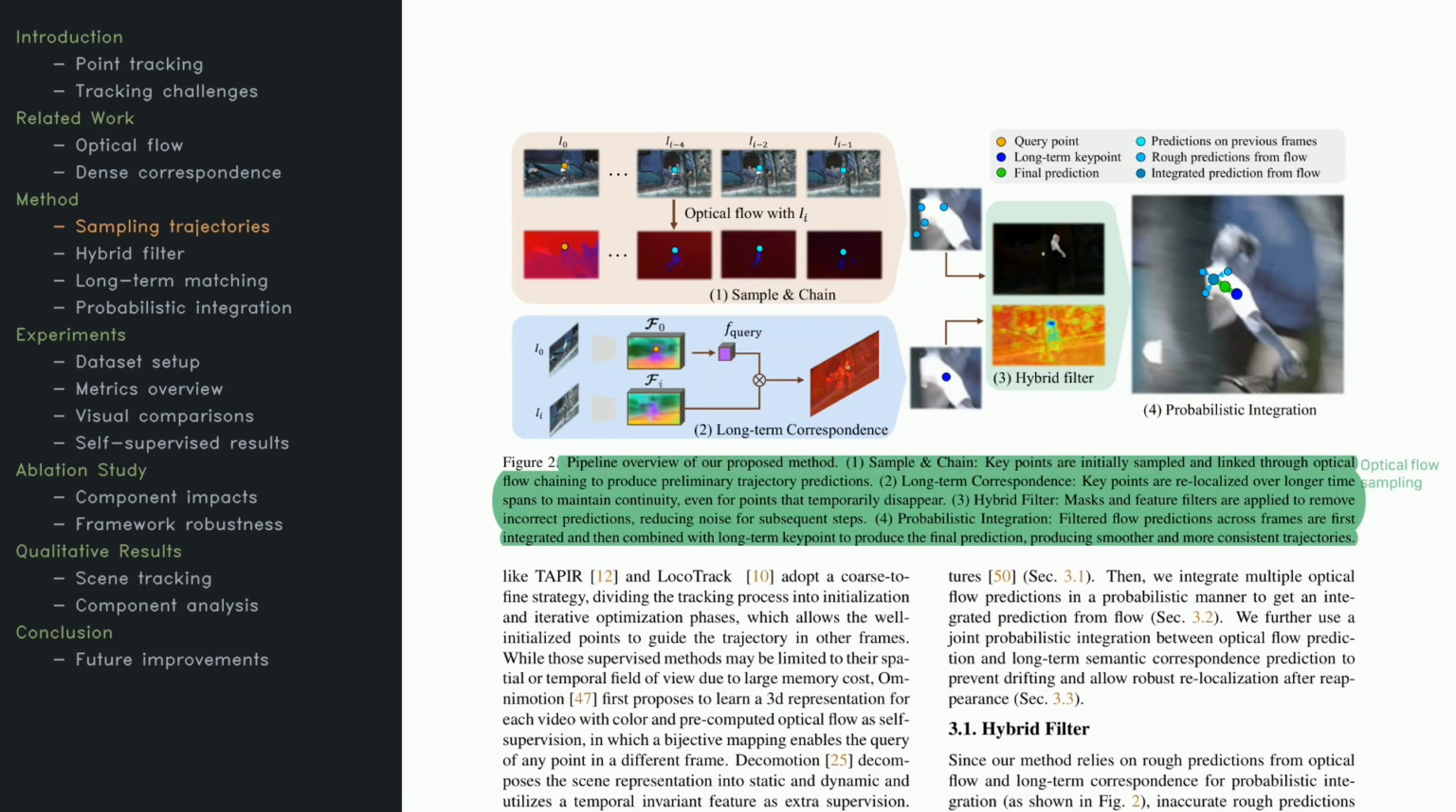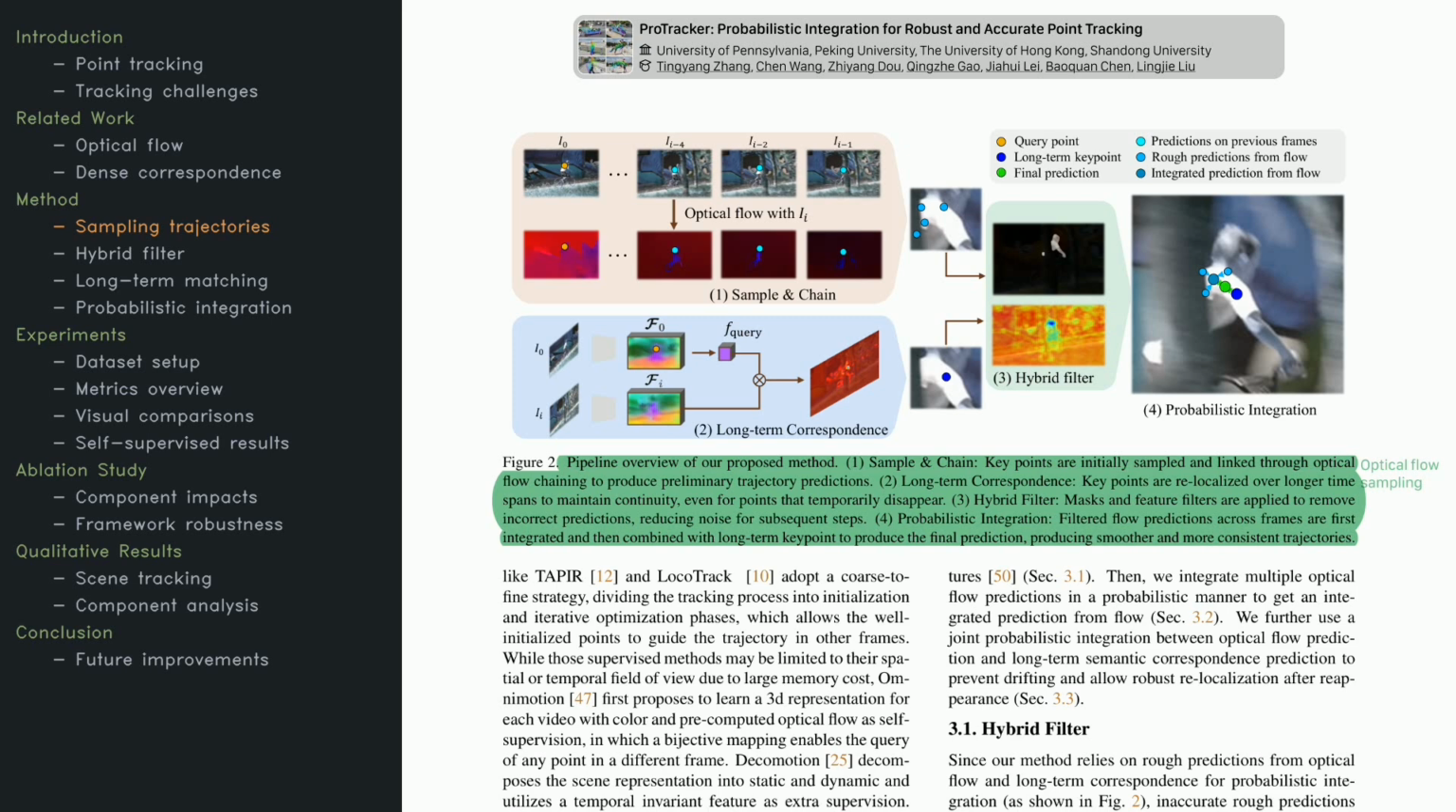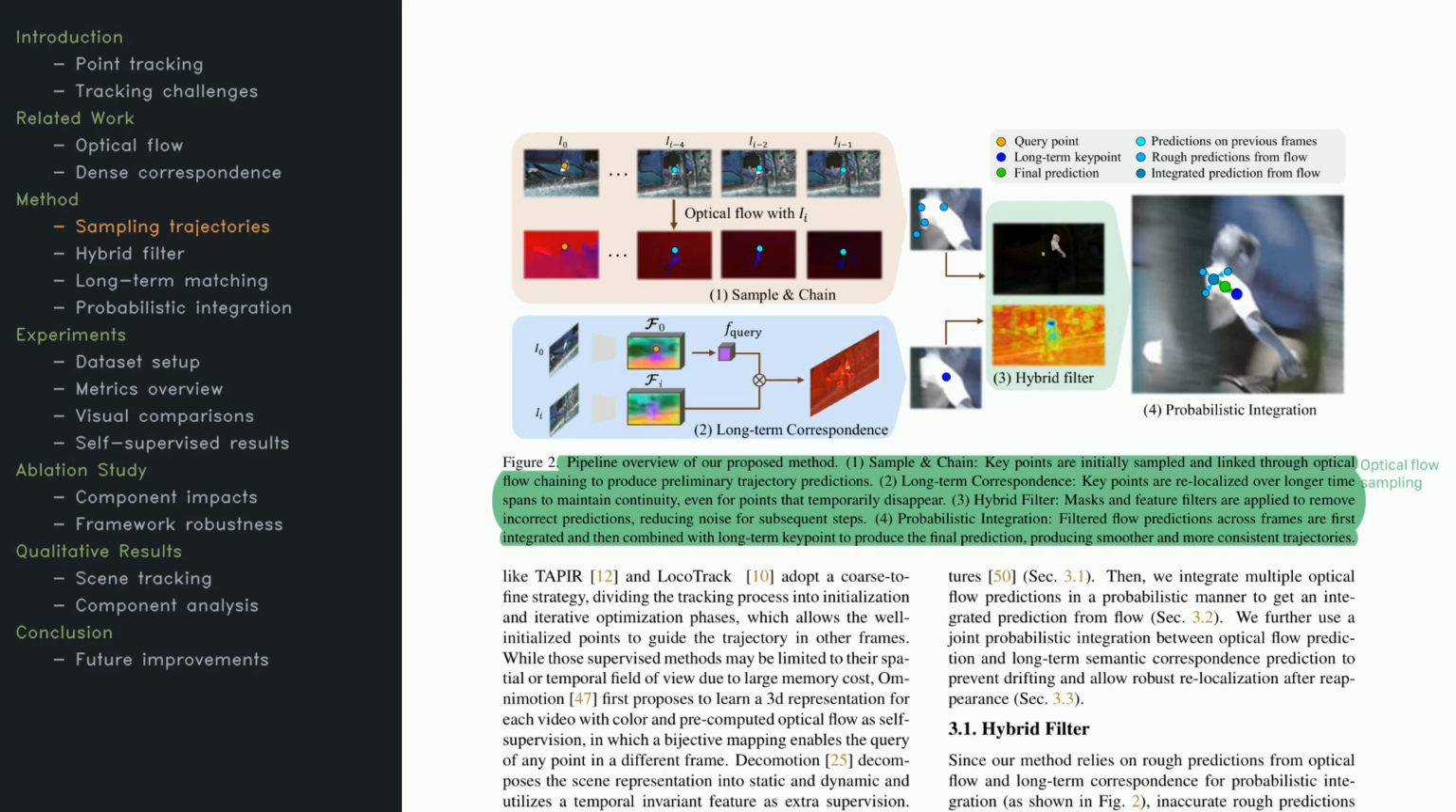Next up, take a look at the diagram in this section. It breaks down the proposed pipeline into 4 major steps. First, there's sample and chain, where the system picks key points and uses optical flow to link them over frames, giving an initial guess for each trajectory. Second, there's long-term correspondence, which is all about relocalizing these points across bigger time gaps. Even if they disappear, this step uses feature matching to bring them back on track.